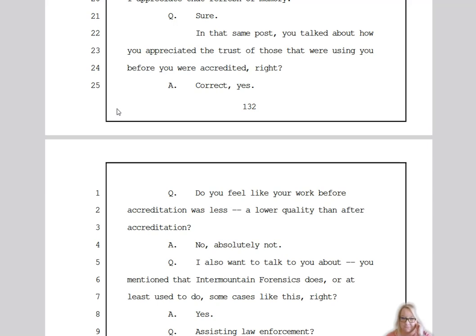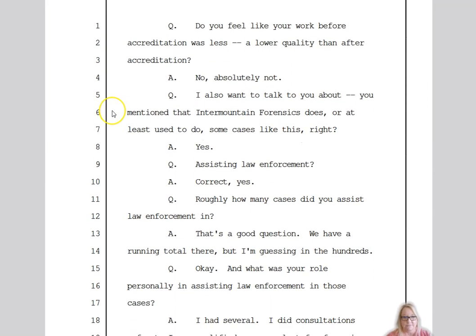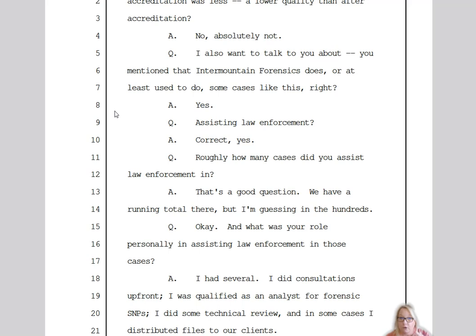Correct, yes. Do you feel like your work before accreditation was of lower quality than after accreditation? No, absolutely not. Important.